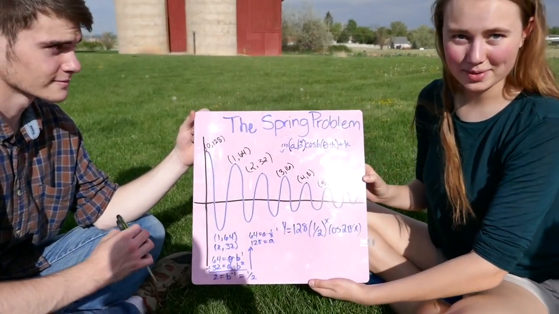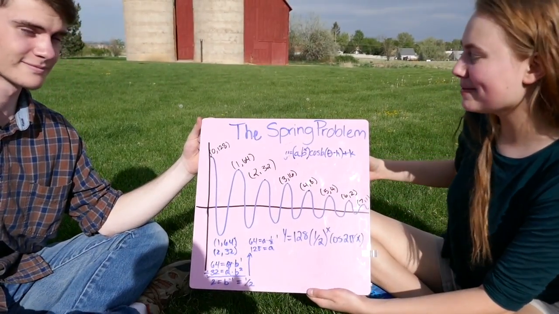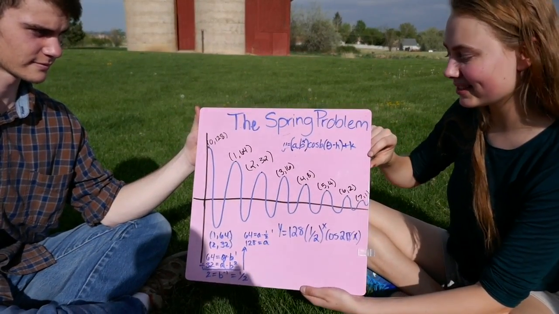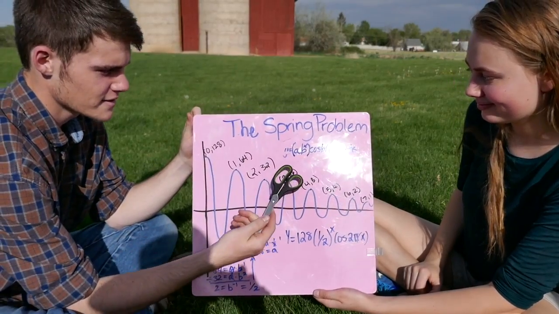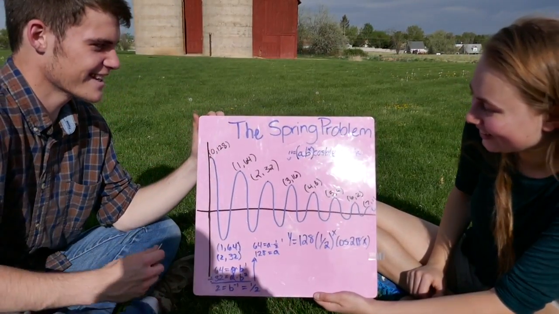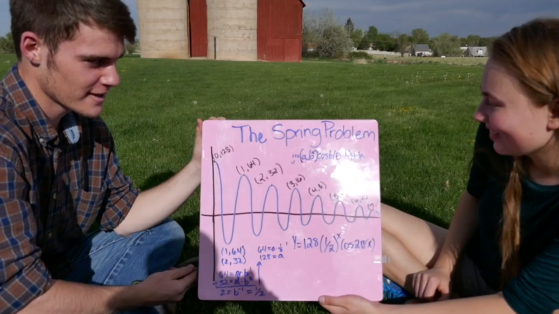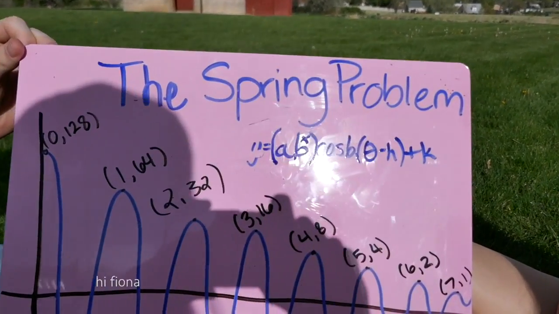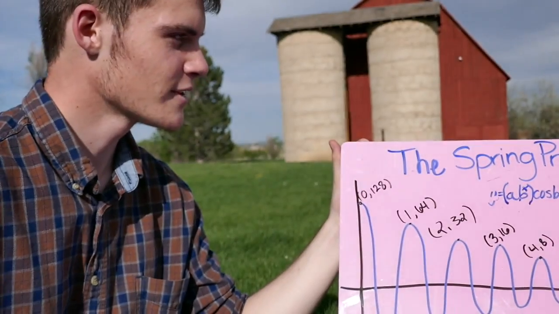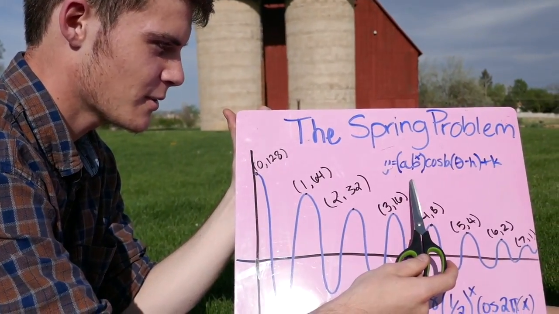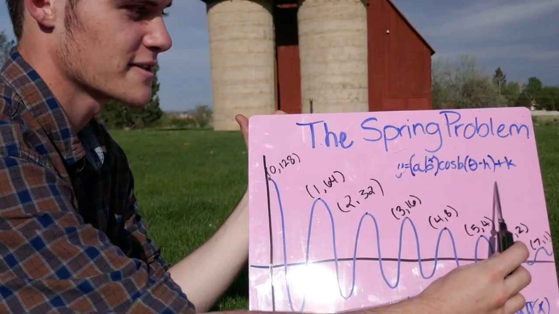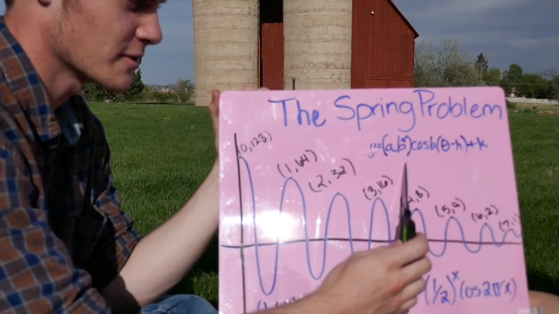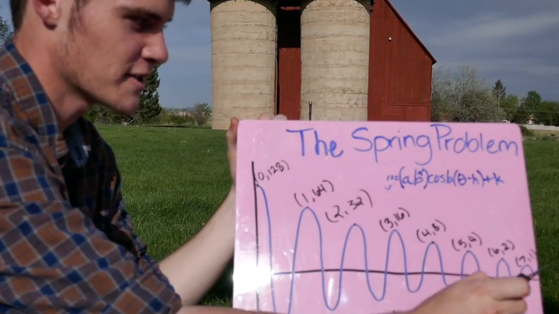So the behavior of the ball in our heist can be modeled by a spring problem. And a spring problem is represented by this equation right here. It's y equals a times b to the power of x times cosine b theta minus h plus k. The spring problem equation is comprised of two different parts: a cosine, because it cycles on a constant period, and then an exponential, because it's decreasing at a decreasing rate.